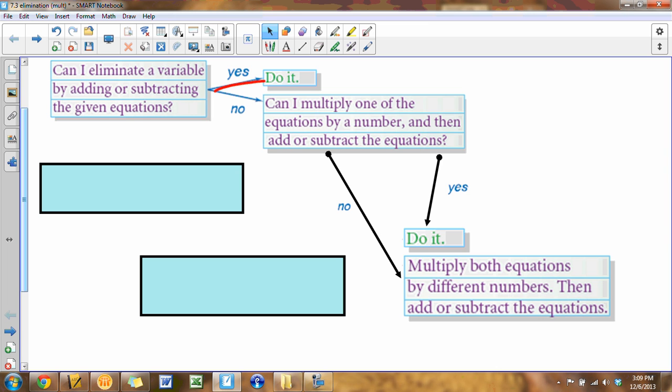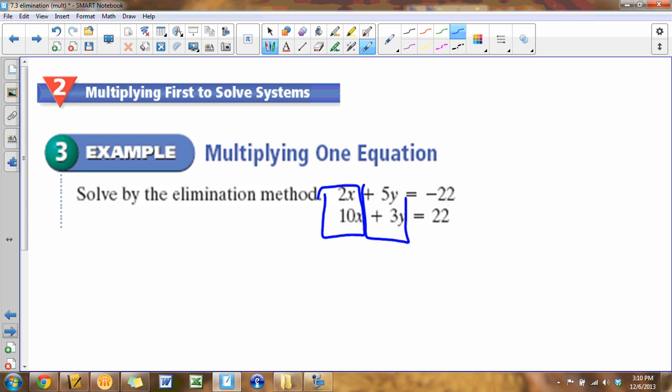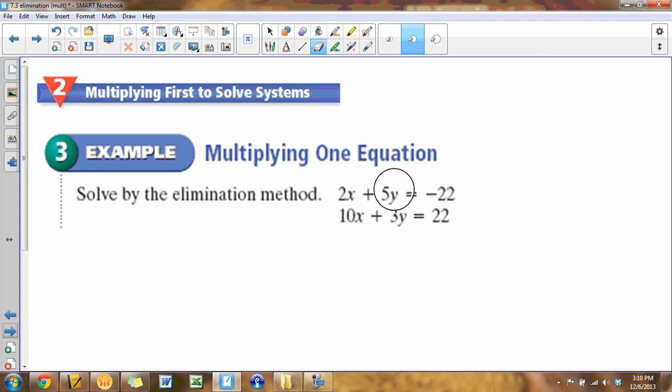So let's look at what this might look like. So here's a set of equations. I'm looking at my x's, and I have 2x and 10x. So neither one of those are going to eliminate each other. And then I have 5y and I have 3y. Neither of those are going to eliminate each other. So I'm going to have to multiply by something. Now, again, it doesn't matter if you do x or if you do y. It's just that sometimes one is a little easier than the other. I'm going to do the x's because if I multiplied this by a 5, I'd get my 10.